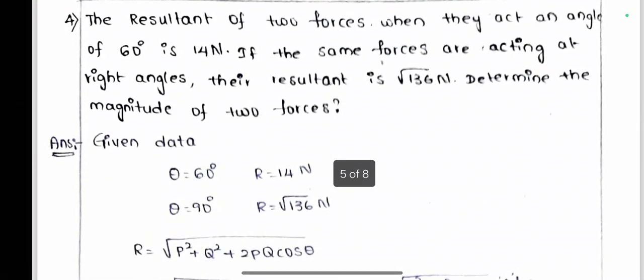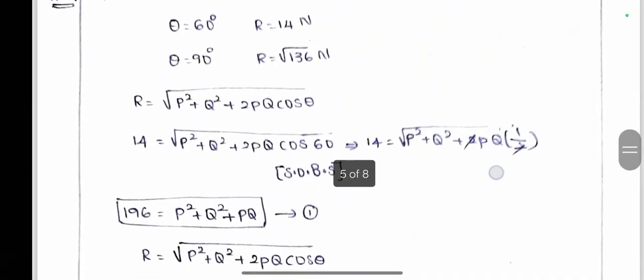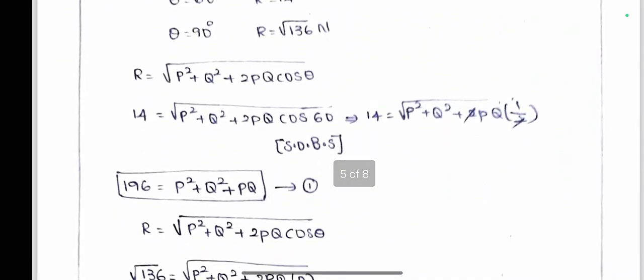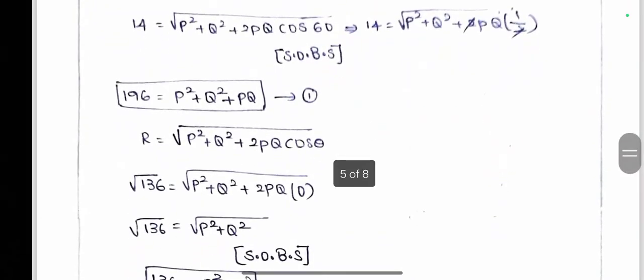Okay, so here two conditions are there. The first condition is the two forces are at 60 degrees, then their resultant is 40 newtons. If the same forces are at right angles, which is theta equal to 90 degrees, R is equal to square root of 136 newtons. Okay, so the resultant formula is R equal to square root of P square plus Q square plus 2PQ cos theta. We substitute the values of R and theta; we don't know the values of P and Q. Okay, 14 square is equal to P square plus Q square plus PQ. Okay, this is the first equation.